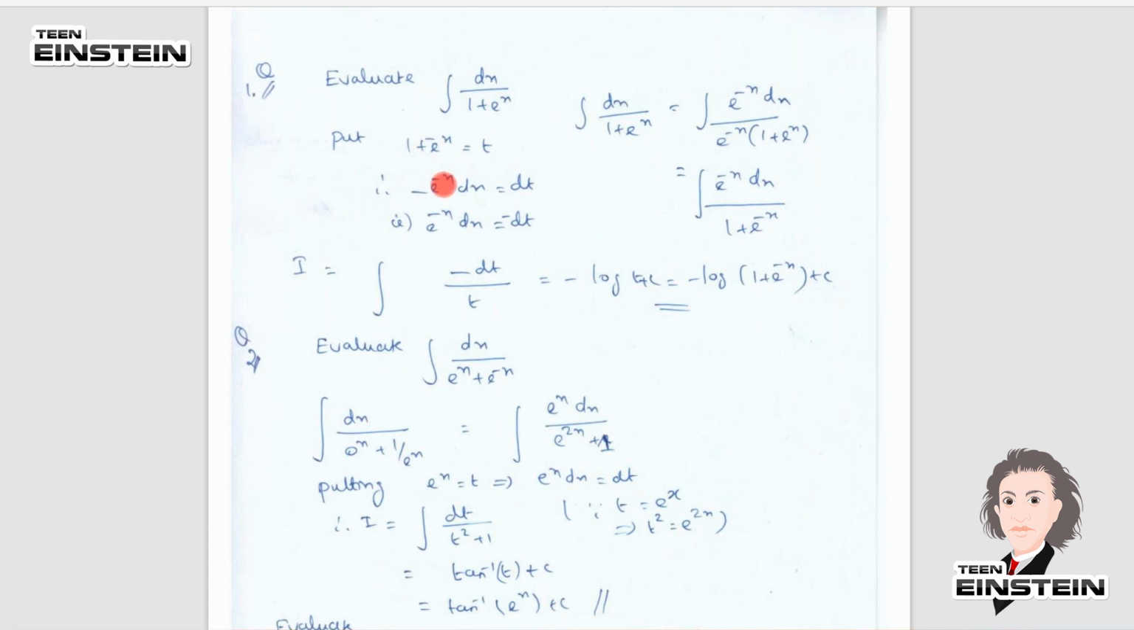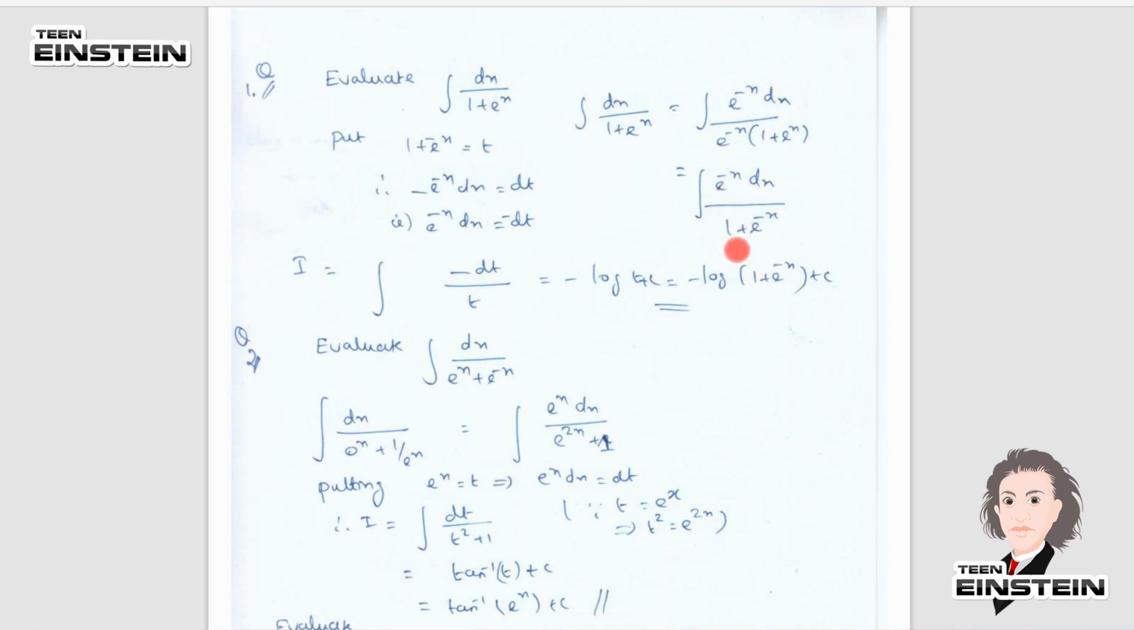Differentiate with respect to x, what are you getting? When you differentiate e power minus x with respect to x, here the constant is minus 1. Coefficient of x is the constant, right? So minus 1 is the constant. So minus e power minus x dx equals dt. From this, e power minus x dx is equal to minus dt. Therefore, the above integral gets reduced to minus dt by 1 plus e power minus x. This is our new form, new integration, right?